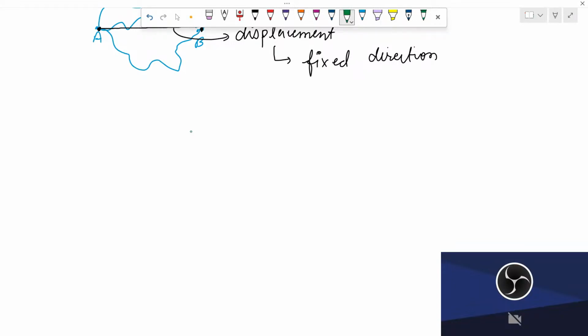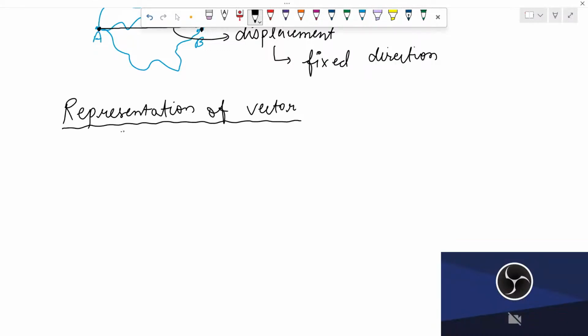Now we'll deal with the representation of vector, how we will represent a vector. So the next one will be representation of vector. I think I'm clear with the importance of vector, right? Representation of vector means how we will represent a vector.